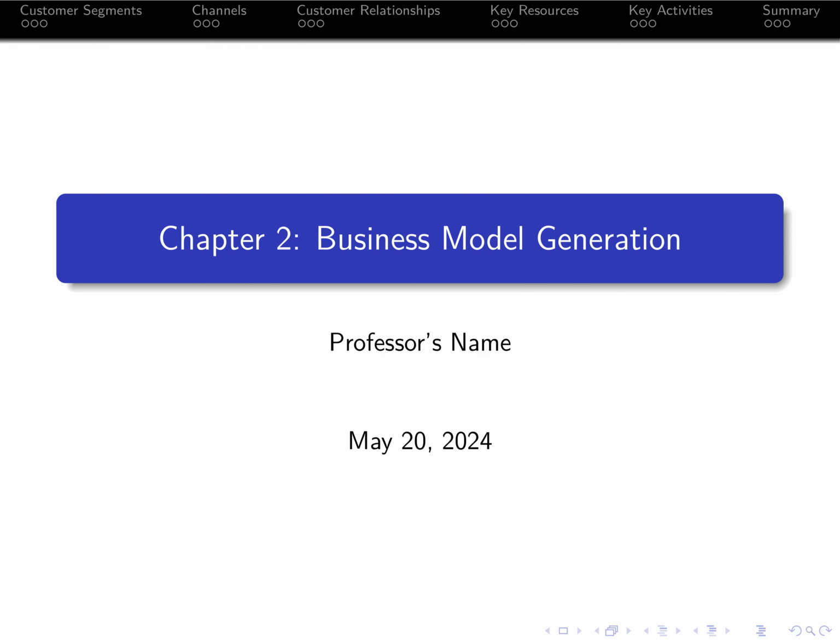Welcome to our Business Entrepreneurship Crash Course for MBA, where we will explore the ins and outs of business model generation. Today, we will cover the basics, key components, types, and real-world examples to give you a comprehensive understanding. Let's get started.